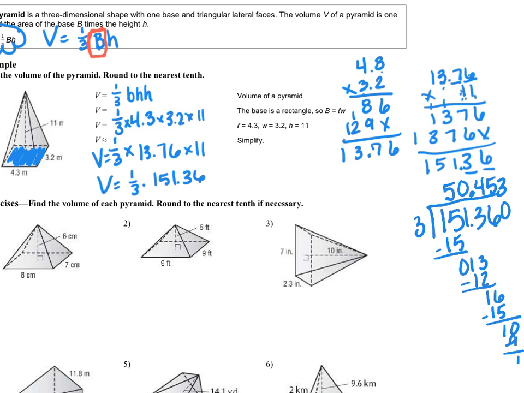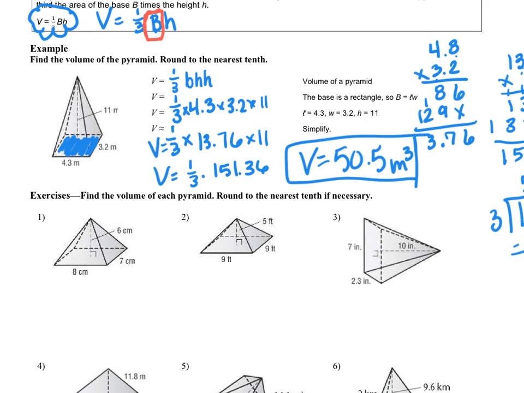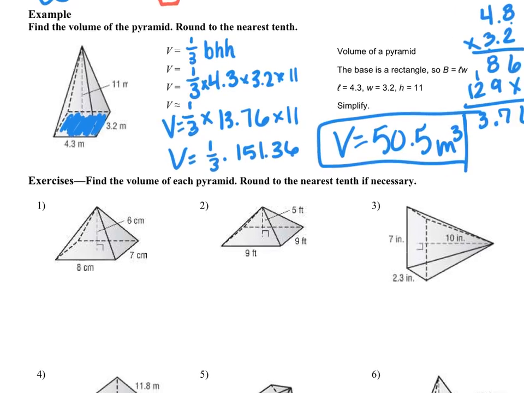we would keep on going, and we're just going to round to the nearest tenth, so I'm going to stop it there. This is my tenth spot right here, so if I look back, I'm going to round up, so it's going to be volume equals 50.5 meters cubed, because we're still dealing with volume. So a lot of math work coming in there. Hopefully we get some easier numbers here in just a second.